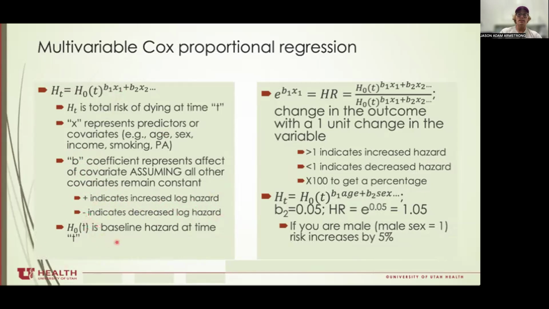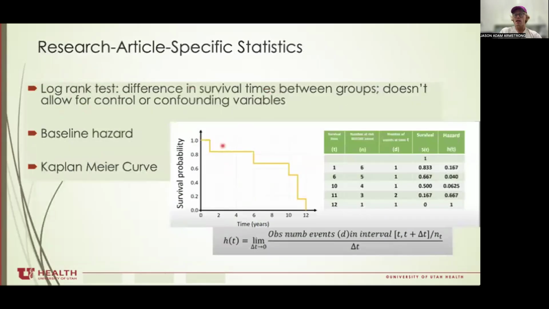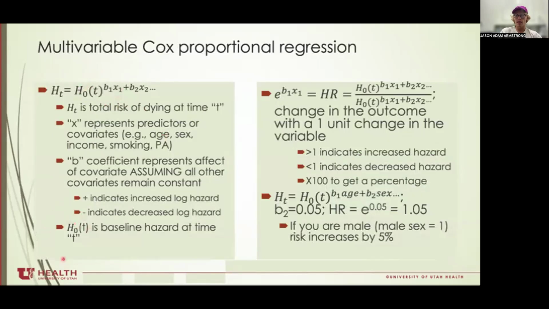And then H0(t) is the baseline hazard at time t. So remember that that hazard changes across time, right? We saw that in this slide. So if I'm looking at this time period, then I need to use that time period's hazard, right? So just know that that hazard is changing across time. Then we've got to do some fancy math here.